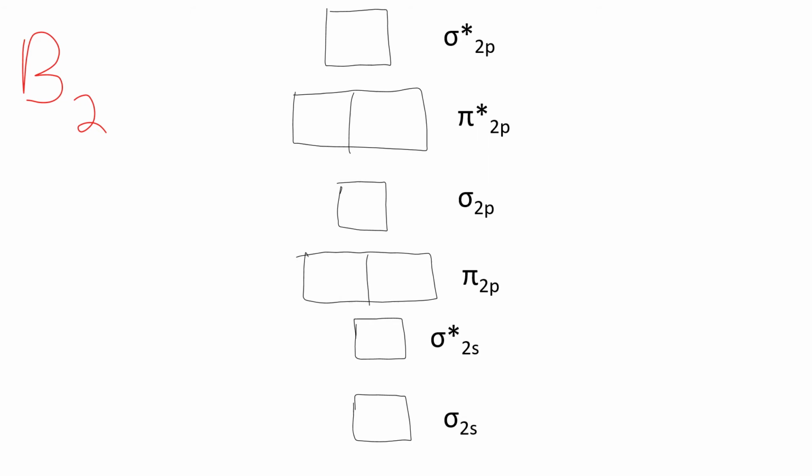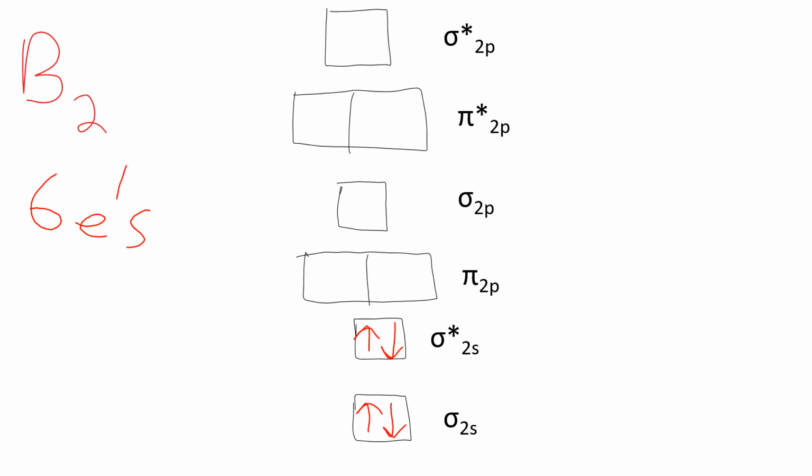Next one would be B2. So we look at B2 here. Each boron has 3 valence electrons. That means we're looking at a total of 6 valence electrons we need to place. We just fill it up from lowest energy to higher energy. First 2 would go into that sigma 2s bonding orbital. Next 2 go into that sigma star 2s anti-bonding orbital.